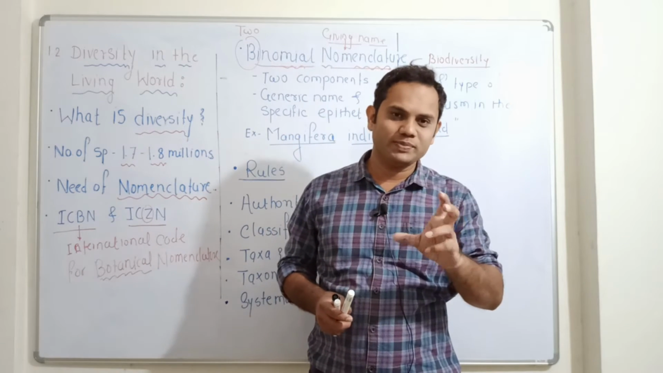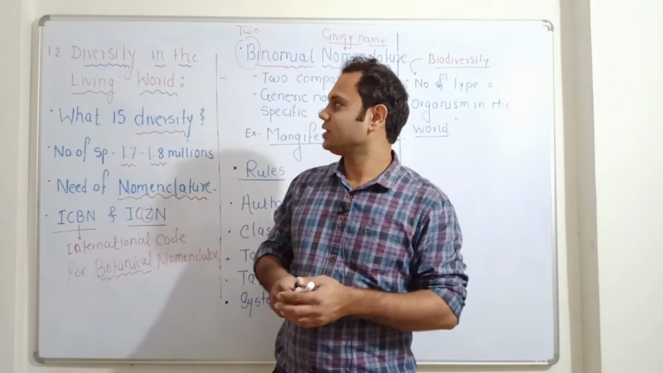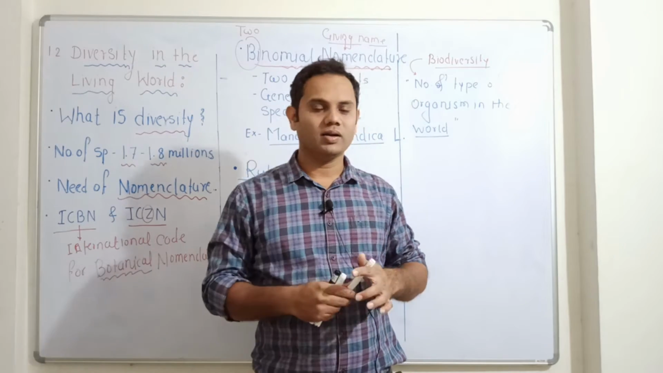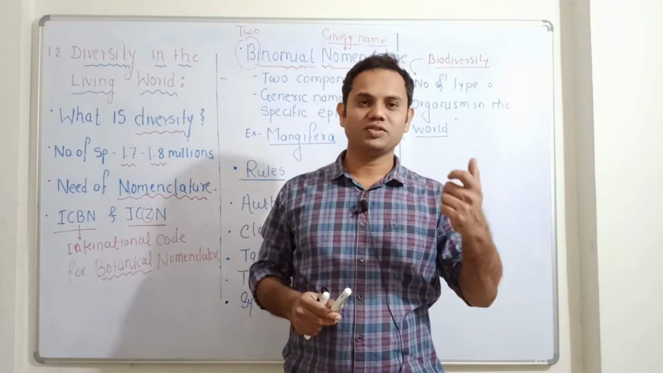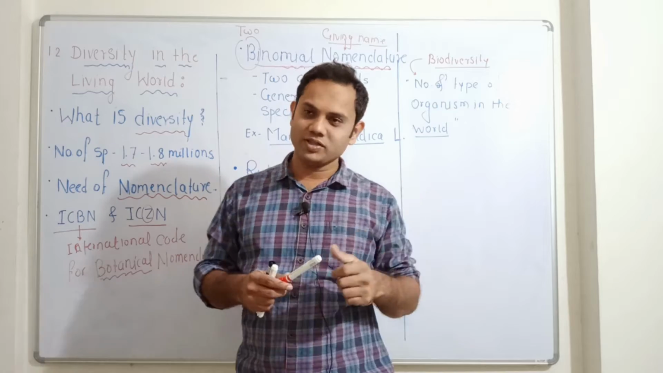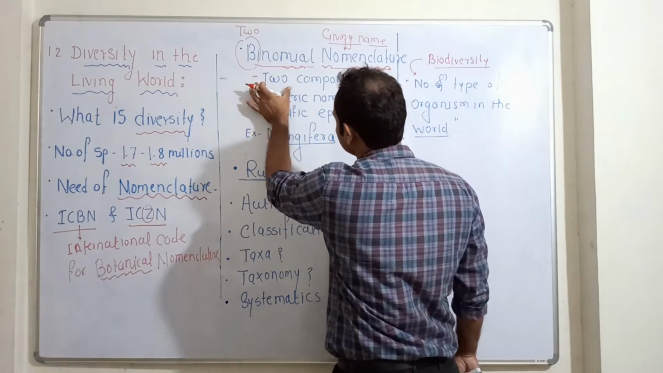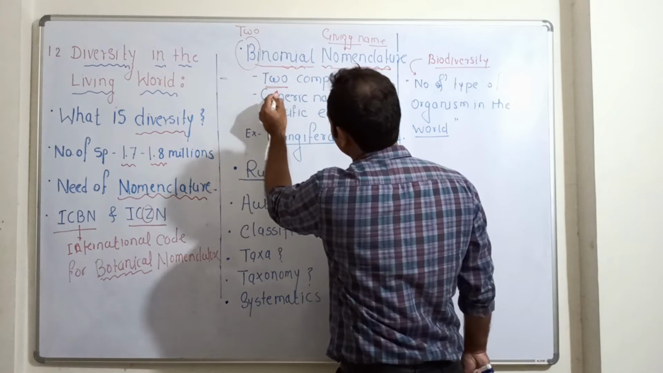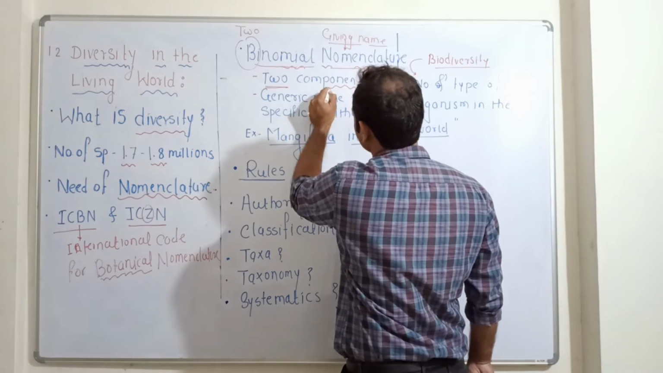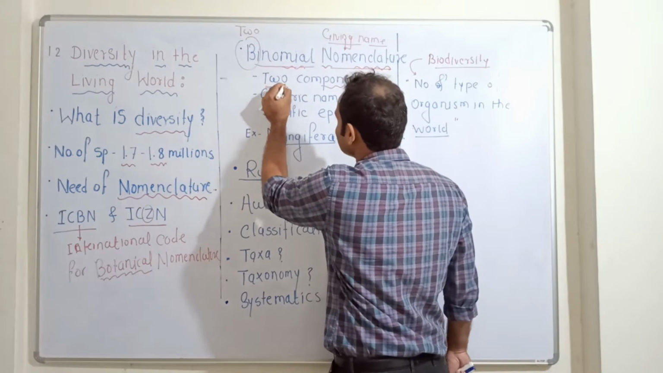So this binomial nomenclature consists of two names, that is, one is your genus name and another is your species name. That is what we are going to study, what binomial nomenclature is all about. Obviously it consists of two components. How many components? Two components. First one is your generic name.